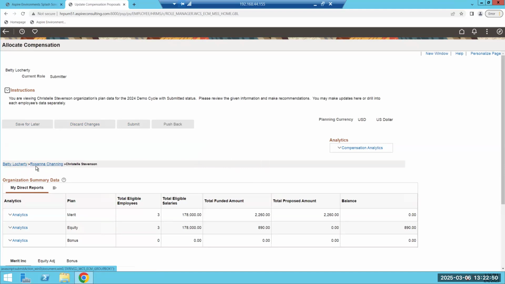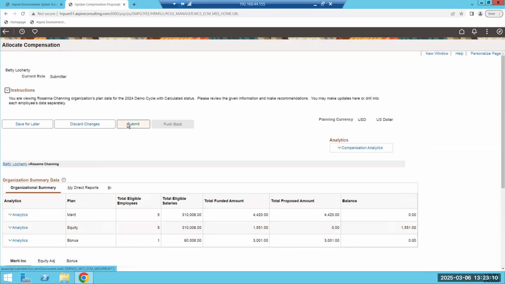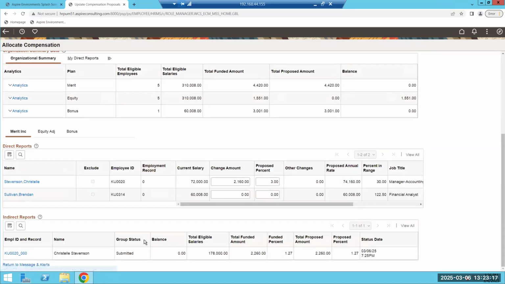One of the things I didn't point out is there are nice little breadcrumbs being drawn for us as we drill down. Christelle reports to Rosanna, who reports to Betty Lockerty. So we're going to go back up to Rosanna, and we're going to see that now Rosanna's submit button is available because Christelle has submitted. You see Christelle's status here has been changed to submitted. Previously, it was calculated.